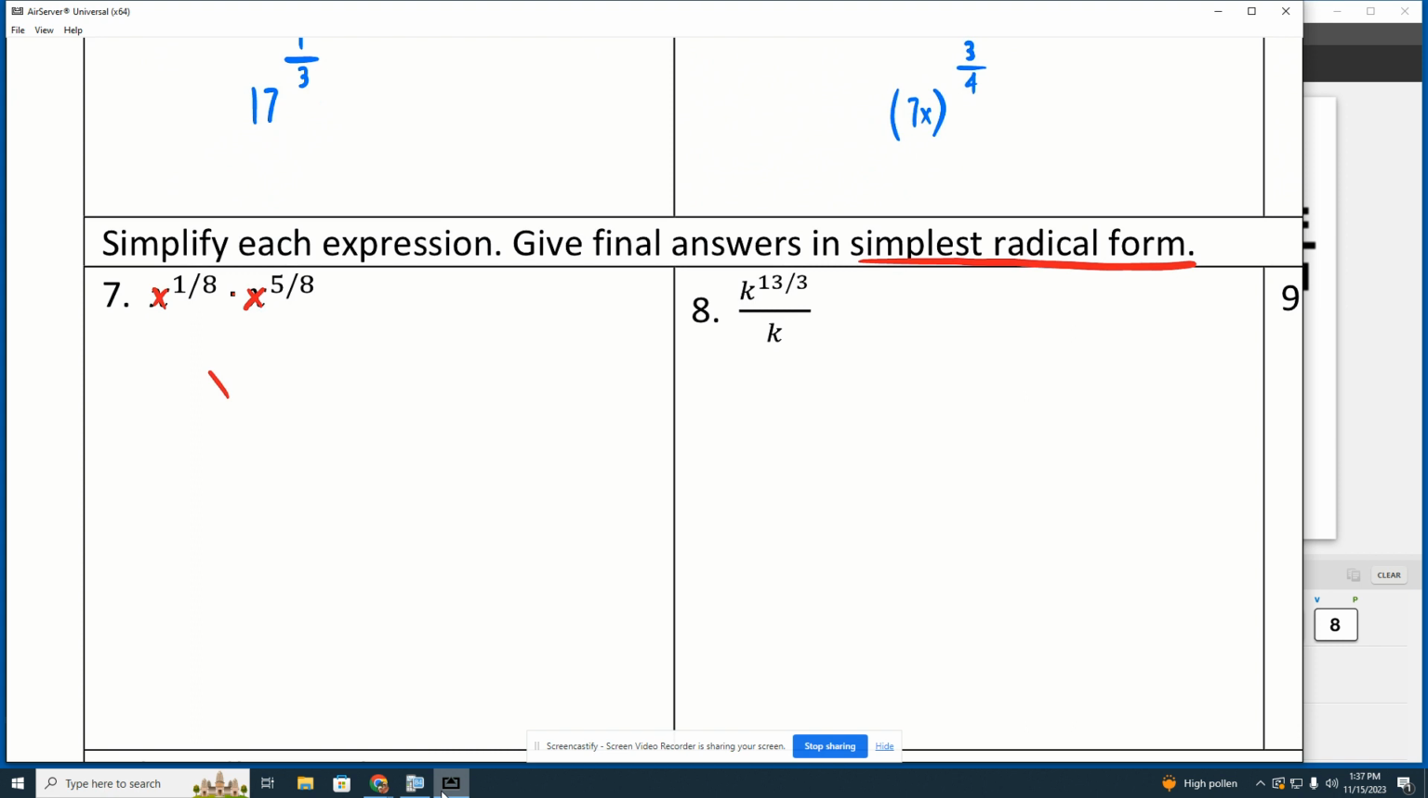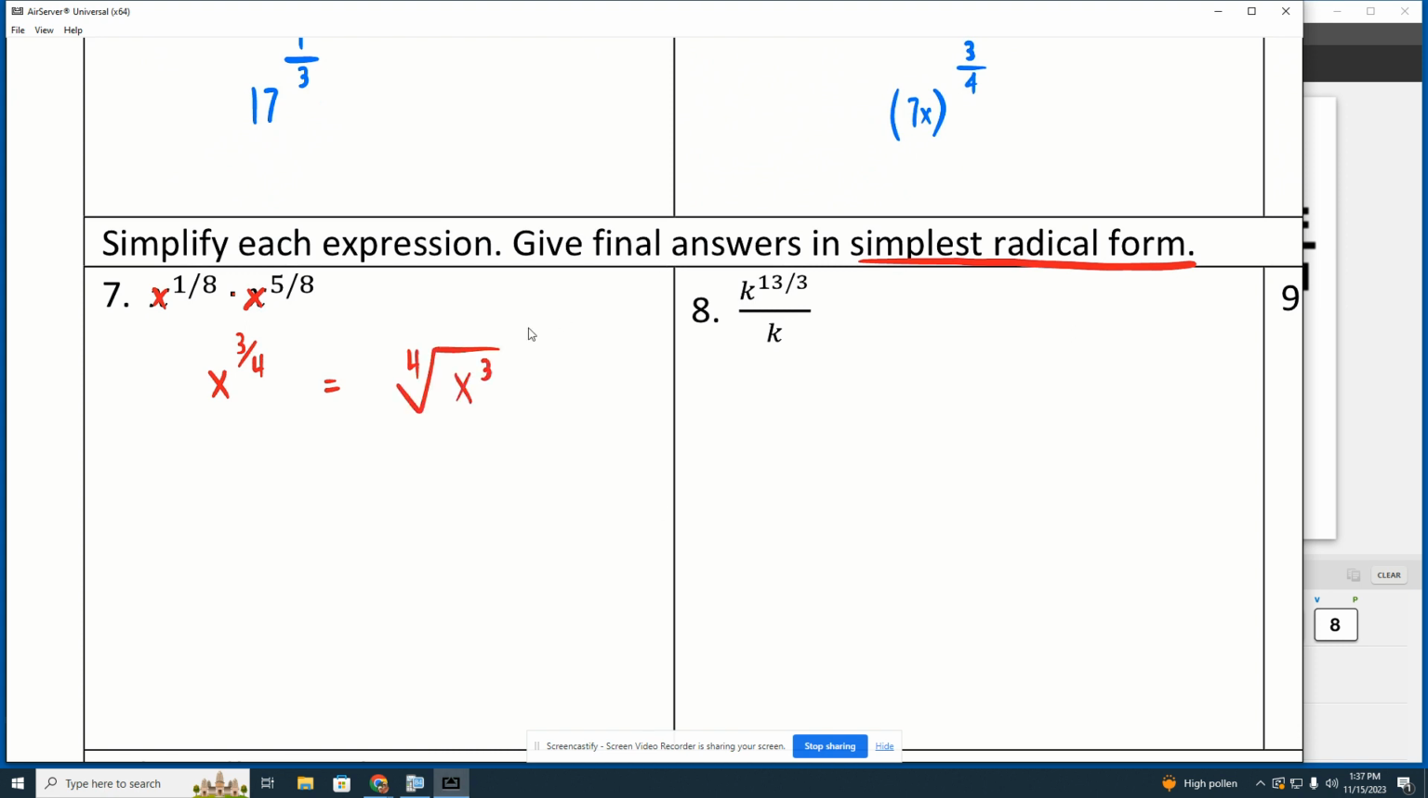x to the 3/4. But it asks you to write it in simplest radical form. So we're going to take this fractional exponent and we're going to adjust it. So this is going to be the fourth root of x to the third.